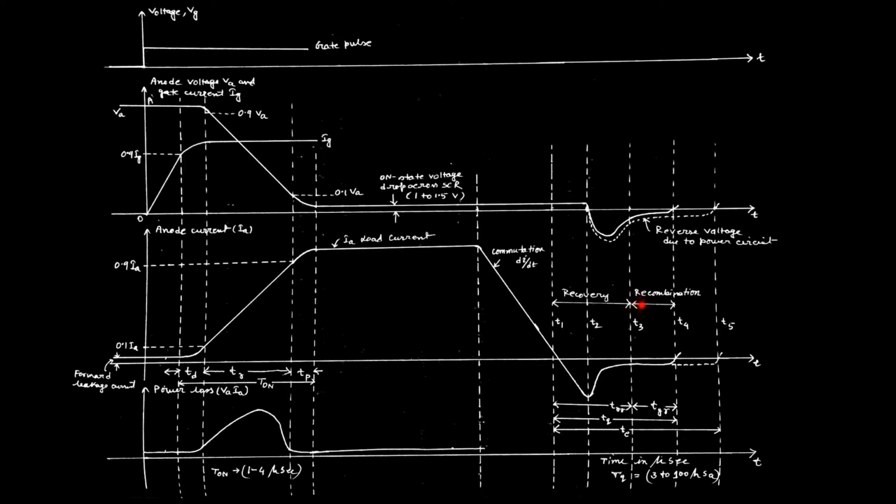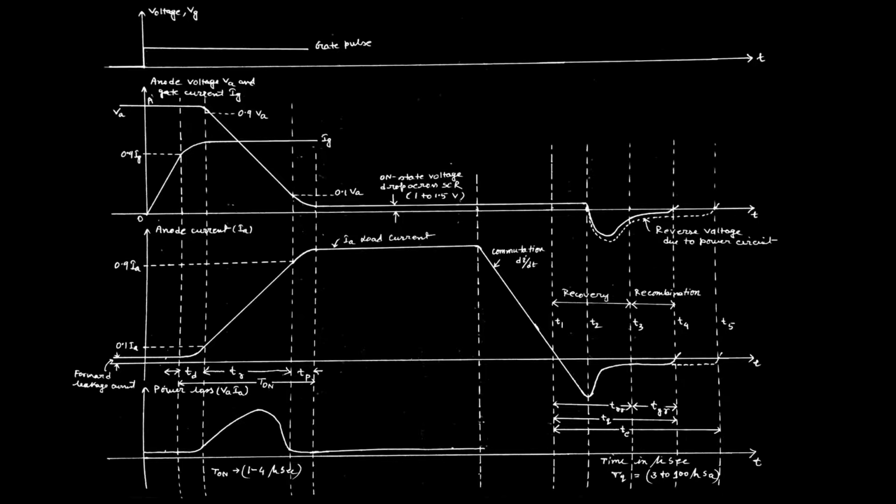So when the graph reaches the point T4, we can say the anode current is now 0, and the anode voltage is 0. That means up to this point the switch will be off. This is defined by TQ, the off time TQ.